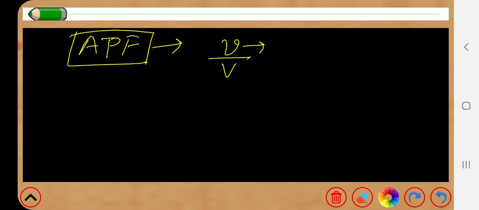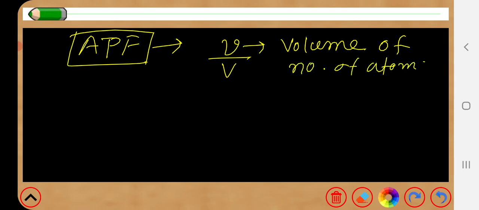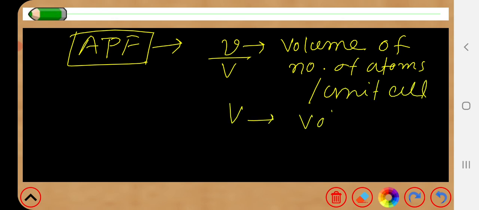तो व्हाट इज द स्मॉल v? स्मॉल v इज द volume of number of atoms per unit cell. और कैपिटल V क्या है? इट इज द वॉल्यूम ऑफ यूनिट सेल.